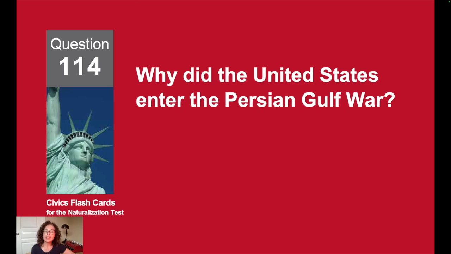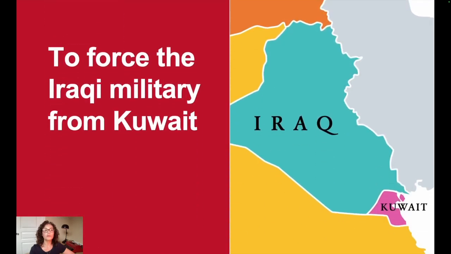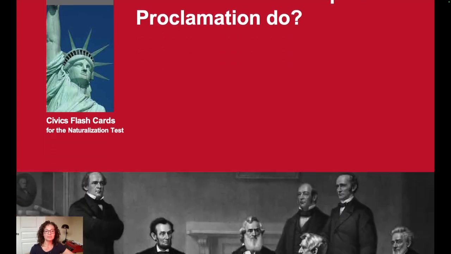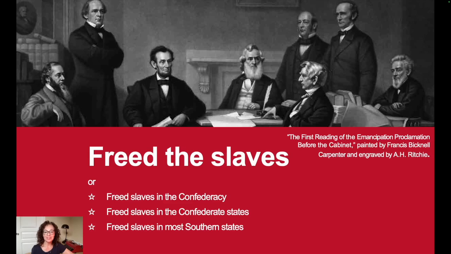Why did the United States enter the Persian Gulf War? To force the Iraqi military from Kuwait. What did the Emancipation Proclamation do? It freed the slaves.